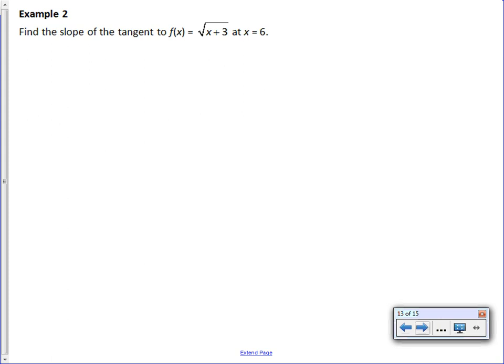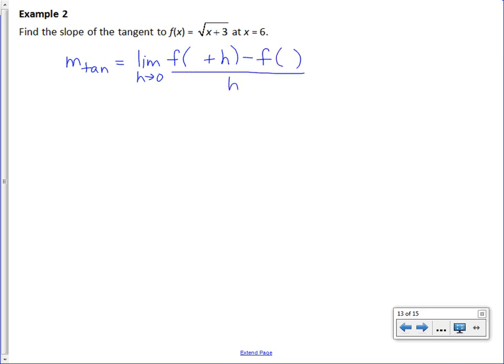So let's start again. Slope of tangent equals limit as h goes to 0 of f at blah plus h minus f at blah all over h. I'm saying the blah because you have to fill in the blah. In this case, where do we want to find the slope of the tangent? At 6. So I'm putting a 6 in there and a 6 in there.